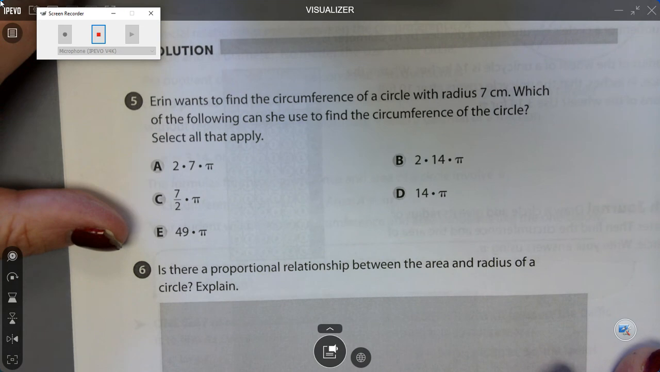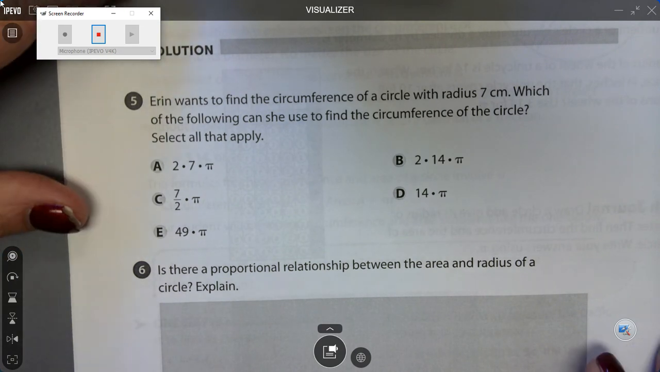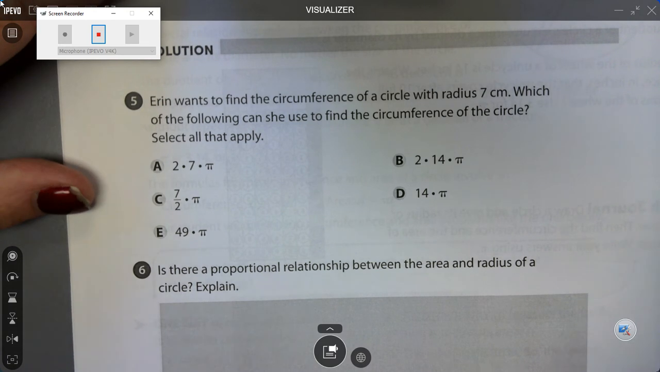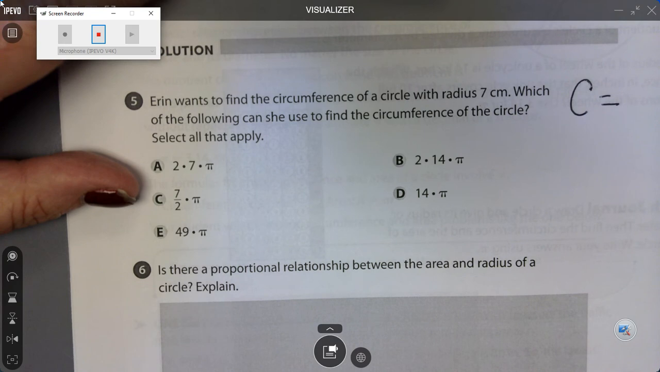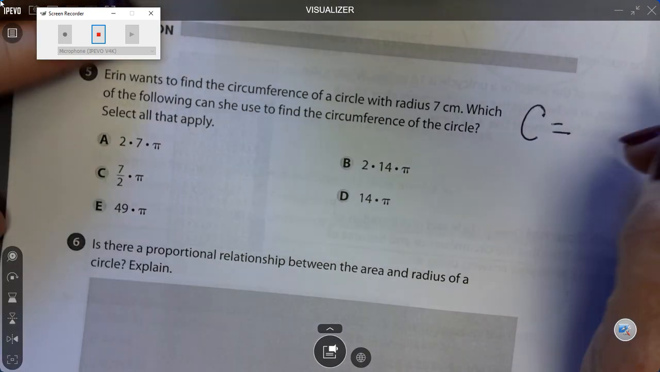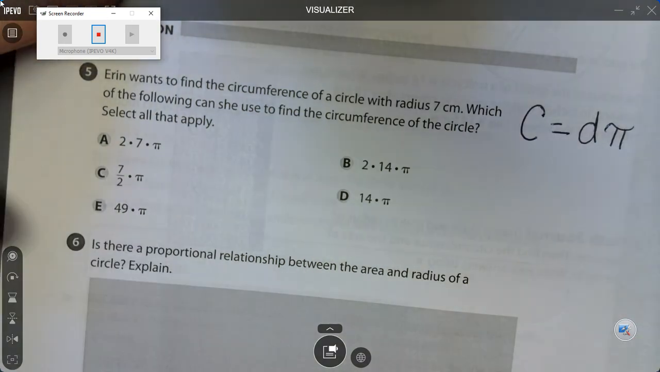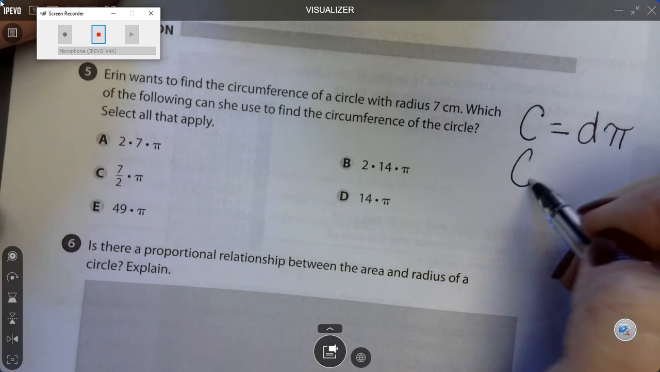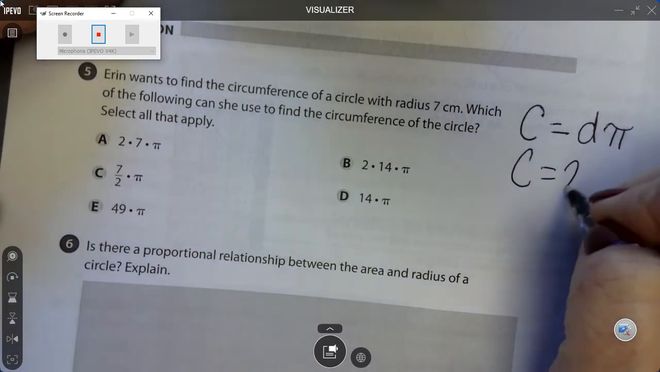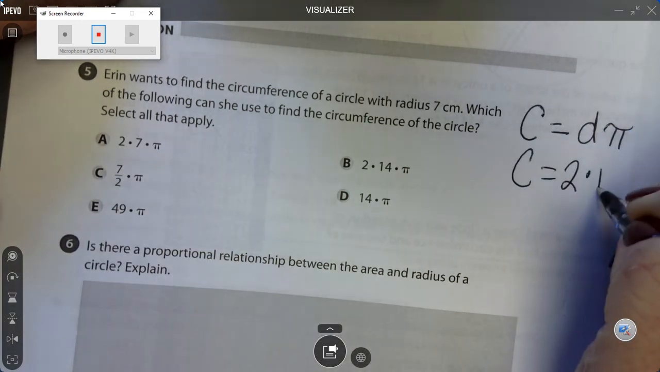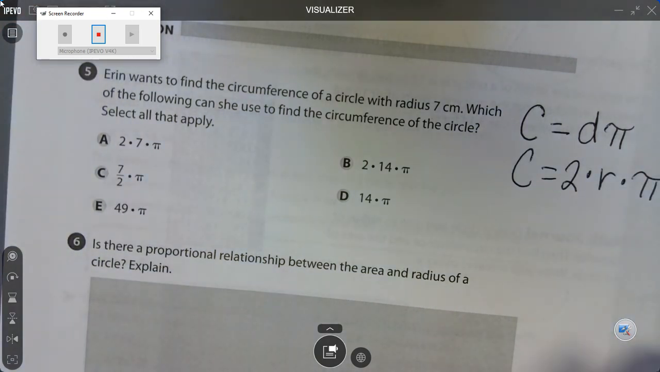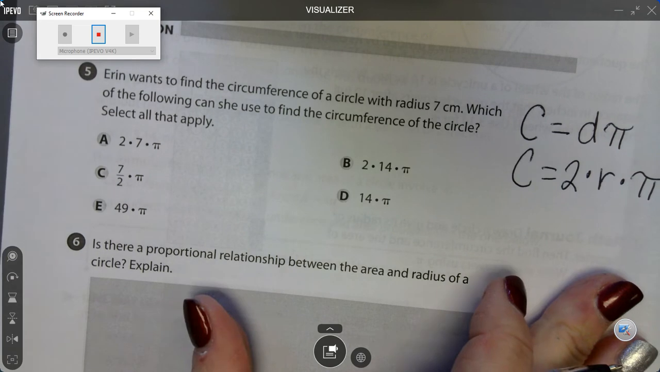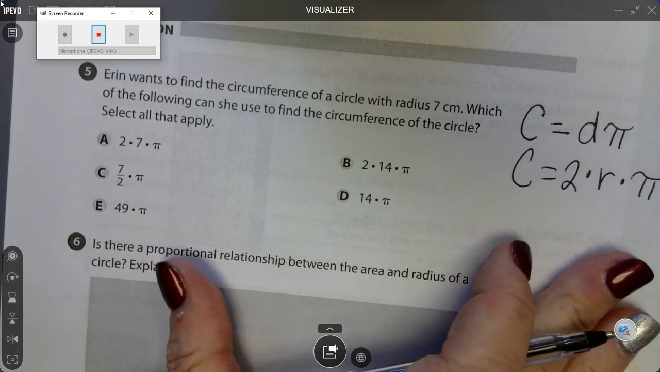So first step, you need to remember the formula to find circumference. What is the formula to find circumference? Right. Circumference equals 2 times radius times pi. Right? You're writing this down with me.